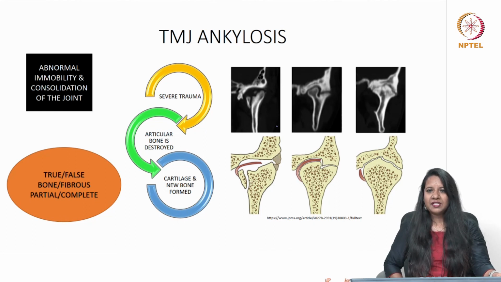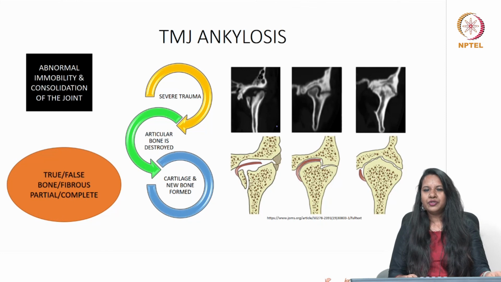Moving to TMJ ankylosis. Ankylosis in Greek means fusion of a body part. It is an abnormal immobility and consolidation of the TMJ. So, it could be either true or false, bone or fibrous, partial or complete. If the reason for the ankylosis is present within the temporomandibular joint, then it is called true ankylosis, and when it occurs due to any other pathological condition outside the joint, then it is known as false ankylosis.